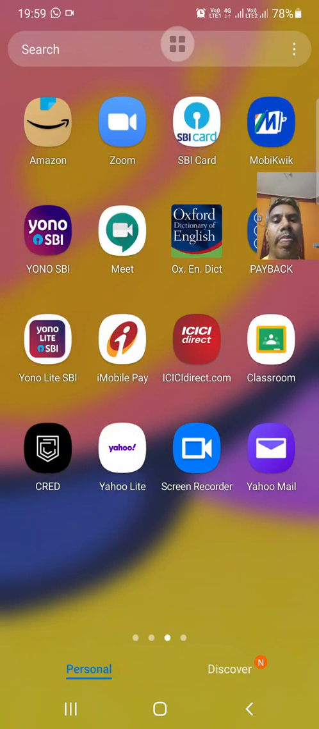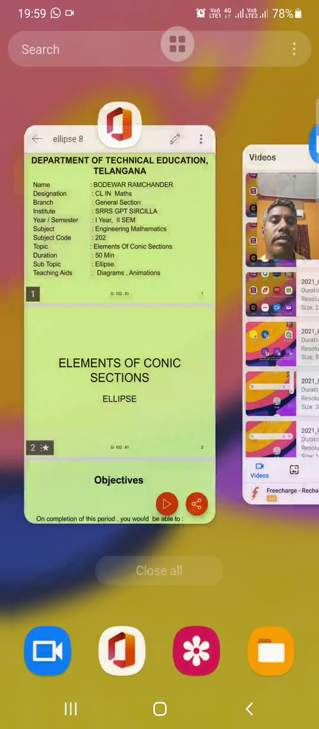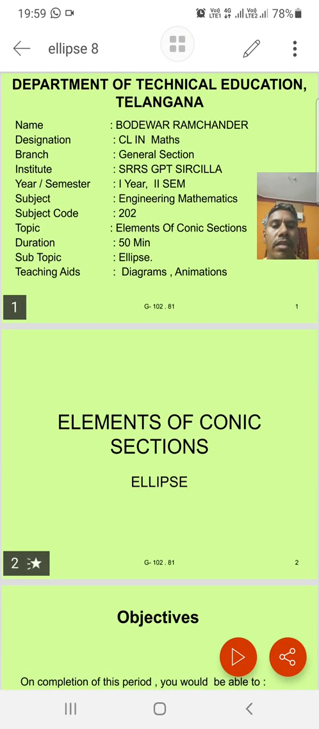Dear students, in the previous class we discussed the parabola, and today we will discuss another of the elements of conic sections, that is the ellipse. So, elements of conic sections, chapter name is ellipse.